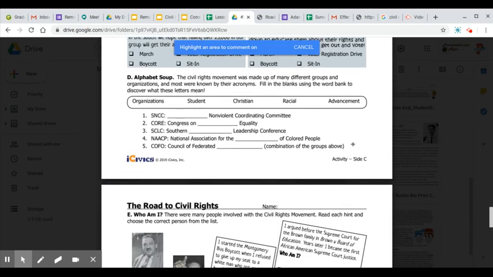Acronyms. An acronym would be something like NJEA, the New Jersey Education Association, or the NAACP. These are shortened versions of long names. So you're going to match up which acronym is supported by the following words.